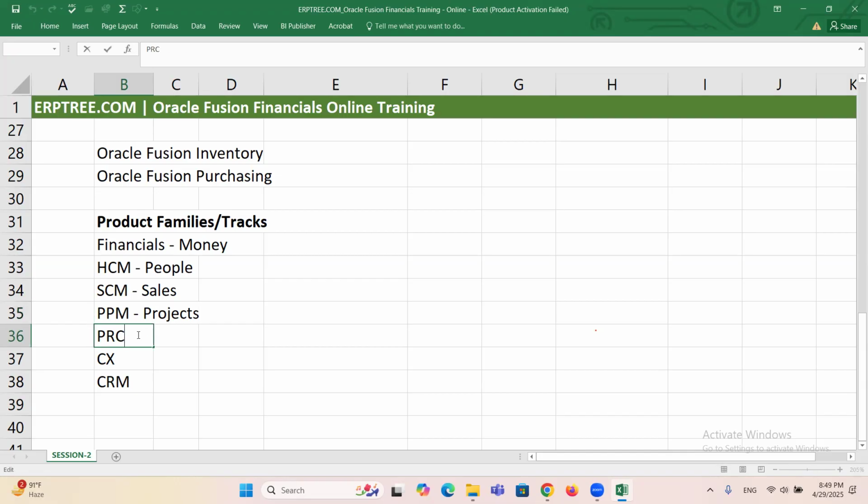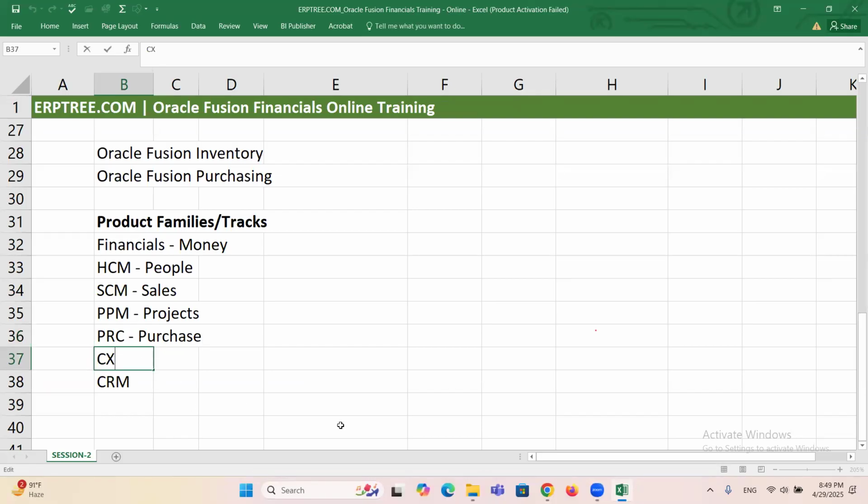And procurement is primarily for purchasing. Whatever you want to purchase for your company, whether goods or services, to execute complete procurement activities we have PRC, meaning procurement applications. When we get into the system, I'll take you through what applications we have as part of PRC.